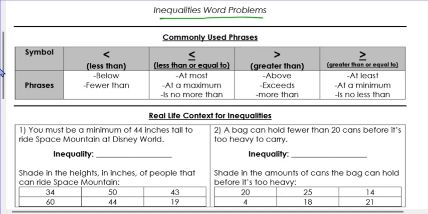So these are just some of the commonly used phrases that we have with inequalities. Each of these is matched up with their symbol. So if I say something's below 40, that means it's less than 40. This is kind of just a word bank that you can come back to if you're confused on these. I'm going to actually just go through these examples and maybe reference that chart.